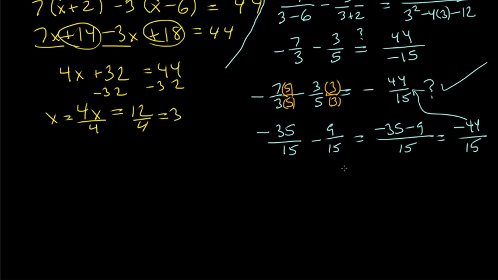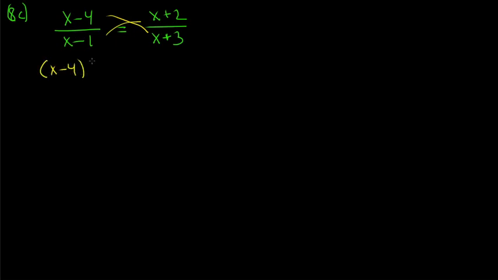All right, so that's 8b. And I was going to skip C, but let's do it quickly. C is more like part A. It's a proportion. You have a fraction on the left and a fraction on the right. So this is something you can cross-multiply. So you get x minus 4 times x plus 3 on the left, and that has to equal x minus 1 times x plus 2 on the right.